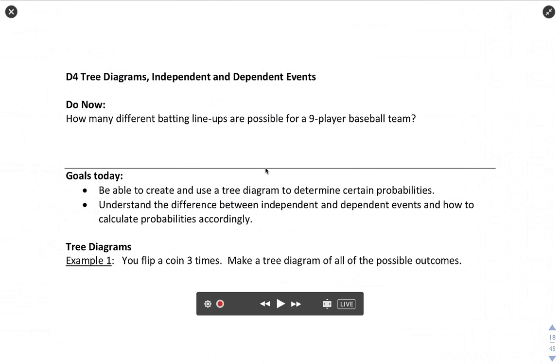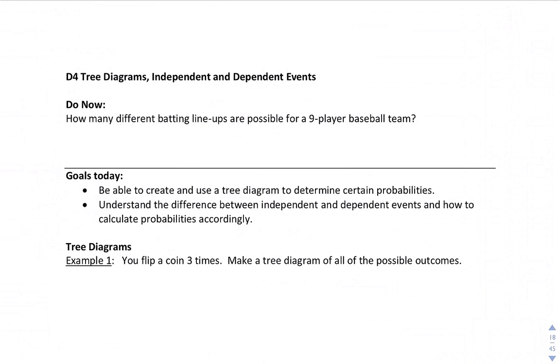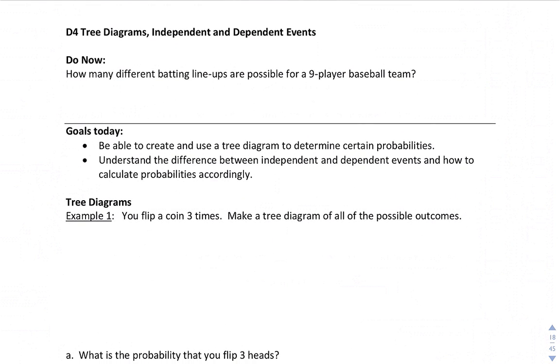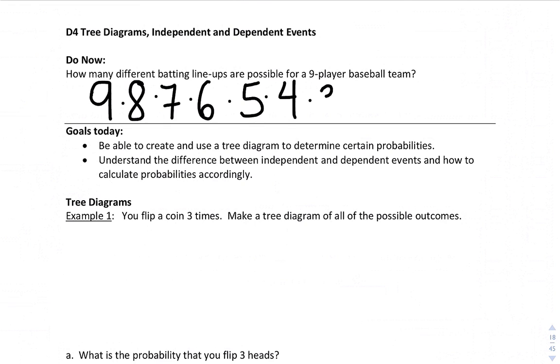We are going to look at tree diagrams and independent and dependent events. So for the warm-up, how many different batting lineups are possible for a 9-player baseball team, assuming all 9 bat? For that one, we would have 9 choices for the first player, 8 choices for the second player, because you've already chosen one, then 7, then 6, then 5, times 4, times 3, times 2, times 1.